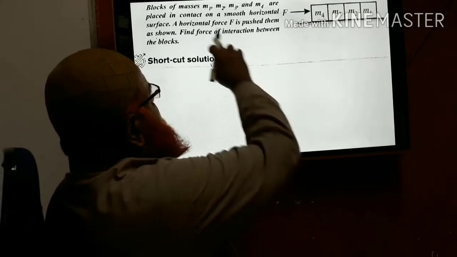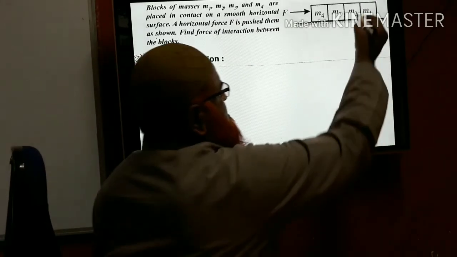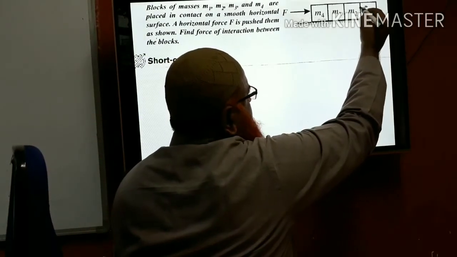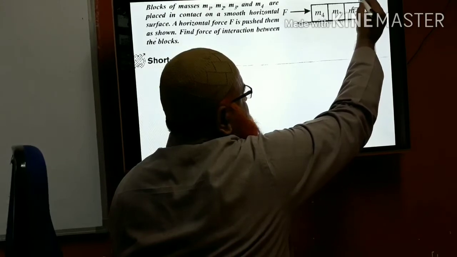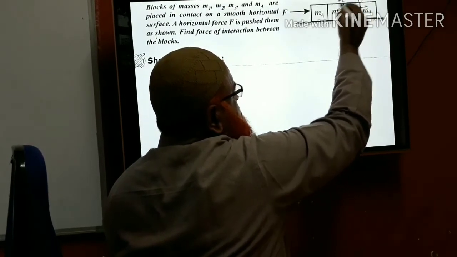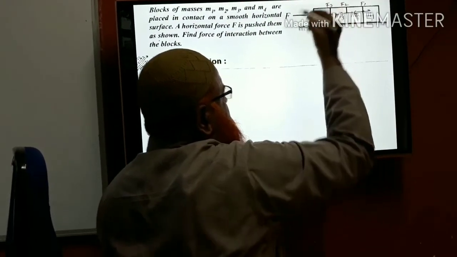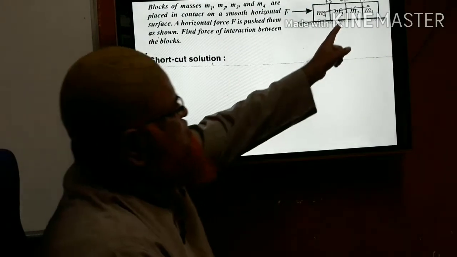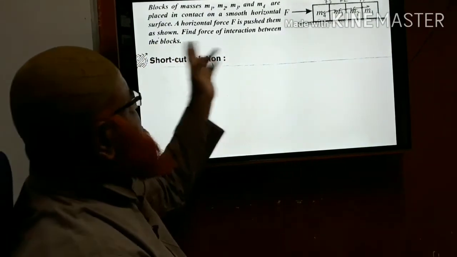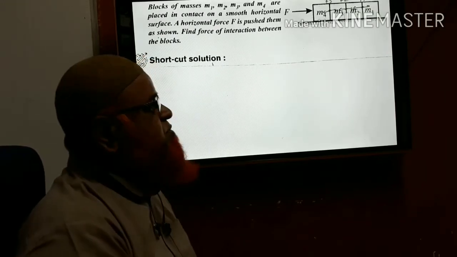So he is asking us to find out the force of interaction between the blocks. For example, in this block, the force of interaction is F1. In this block, the force of interaction is F2. In these blocks, the force of interaction is F3. And he is asking us to find out the forces of interaction in between these three blocks. How are you going to find out the interaction between these three blocks?